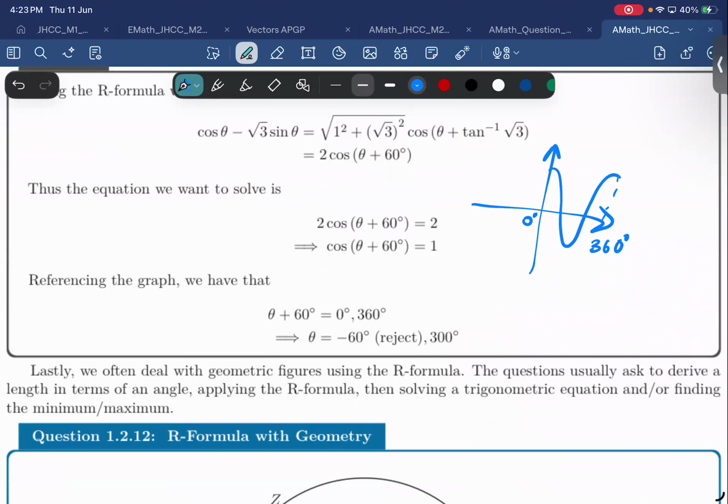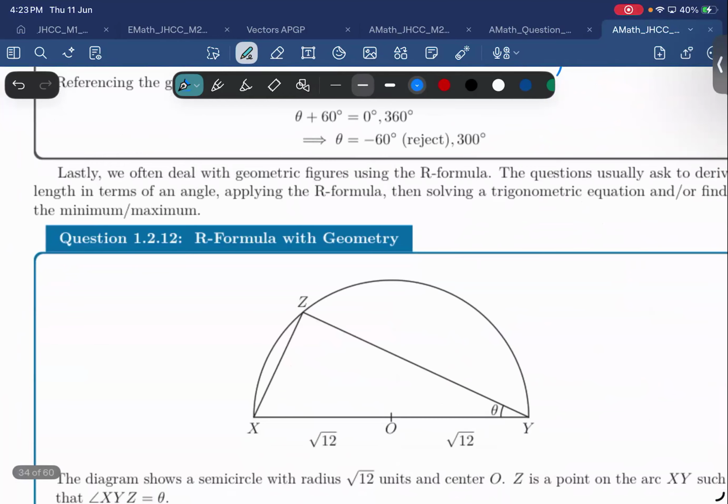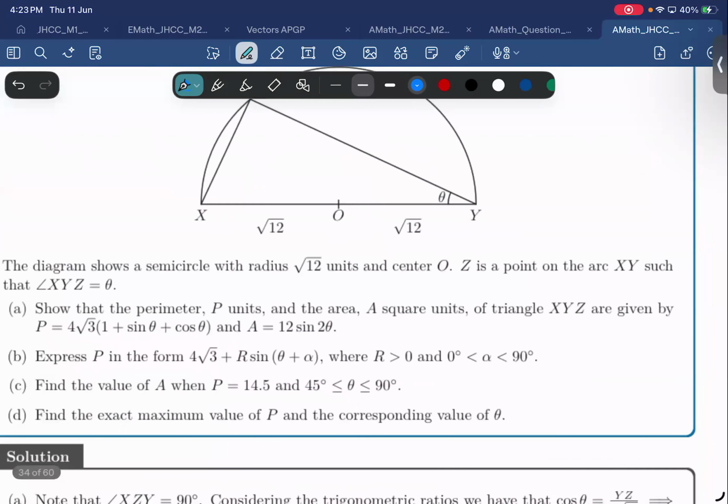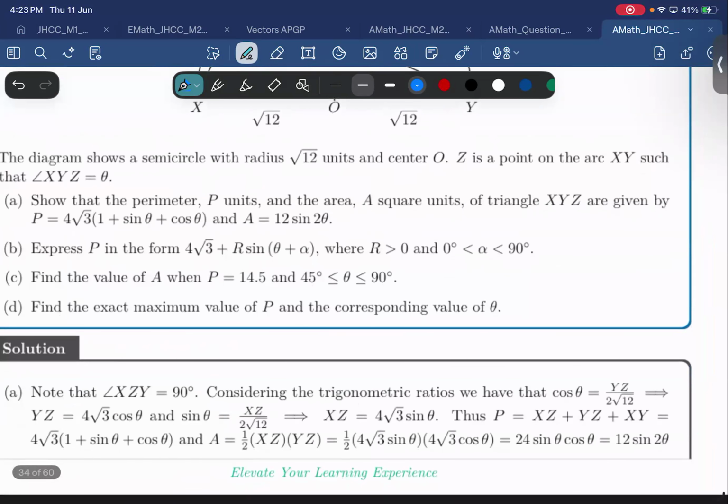And lastly, for this part, I won't really have time to go through, but our formula usually accompanies geometry questions like this. They give you some picture of some situation, usually some kind of track, and you are to express it in terms of our formula. Generally in the exams, it will be like this kind of part. Part A is to show that some parameter can be expressible in terms of some R formula form, and then after that you solve the R formula trigo equation.